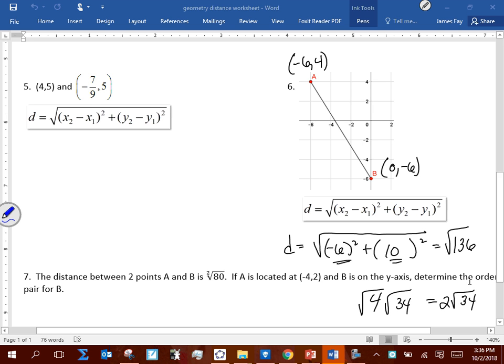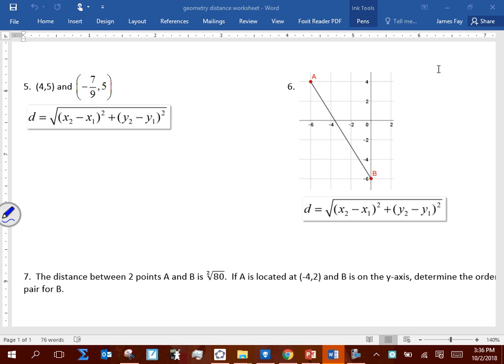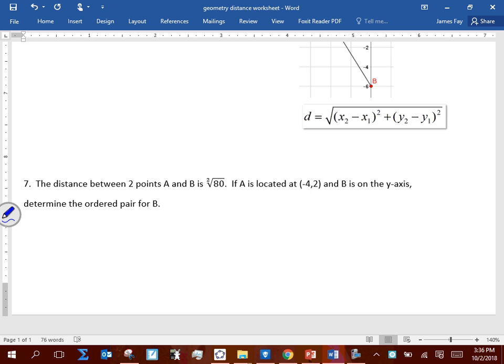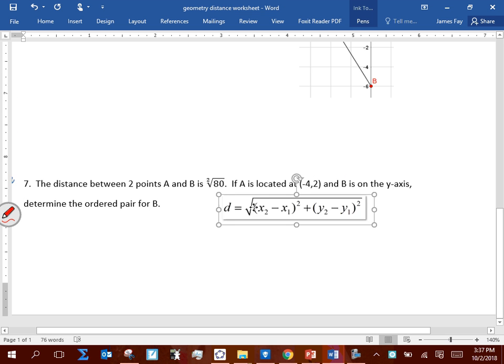34 is still a composite number. It's 2 times 17. But both of those are prime, so there's no perfect square inside that 34. So that's why we leave it as that final solution. And the last one. Okay, the last one, the idea here is that they are giving us a lot of information here for our distance formula.